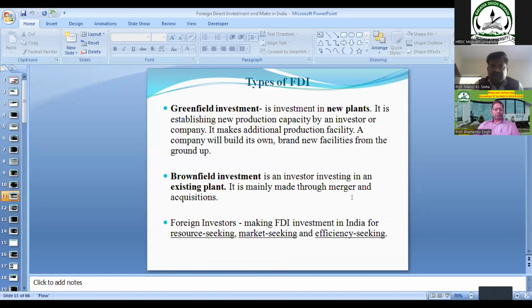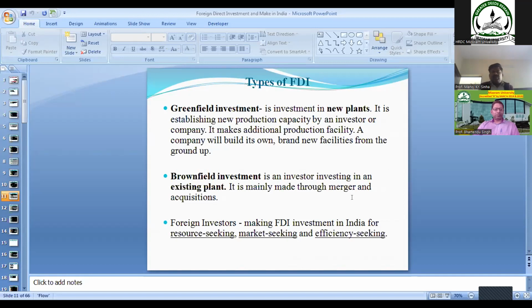Types of FDI: greenfield investment, we already discussed. It is an investment in a totally new plant. It is establishing new production capacity by investors, and it creates additional production facility. With the additional production facility, it increases the GDP of the host country and creates employment opportunities. But in case of brownfield investment, an existing company is acquired by the foreign investor through merger and acquisition.